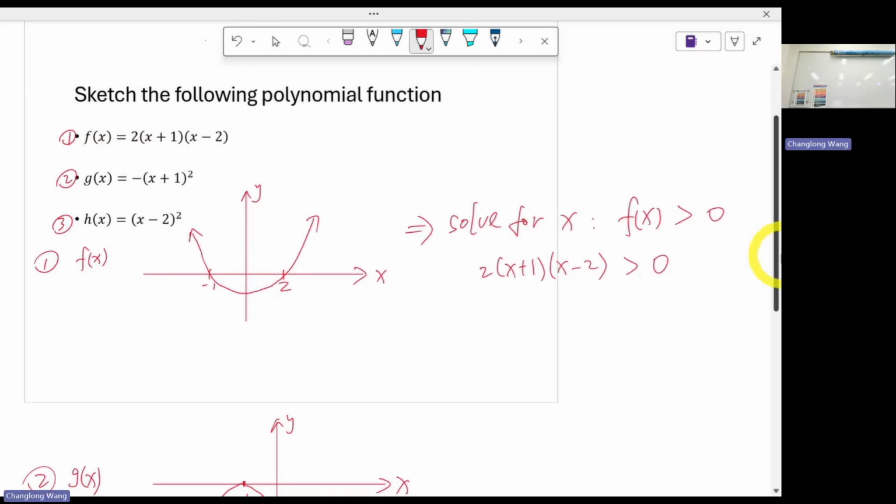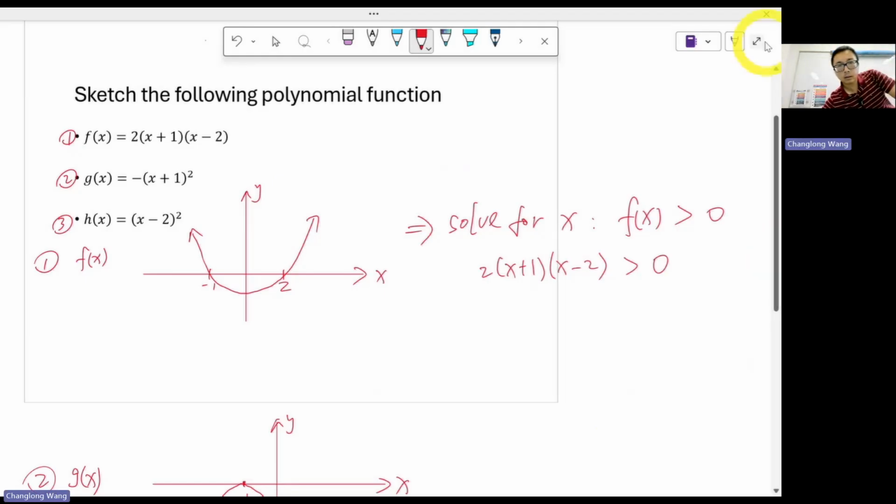So now, what do you say? What are the feasible x values on this number line so that the function f of x will have a positive value, or the graph stays above the horizontal axis? Can you see it from the graph?